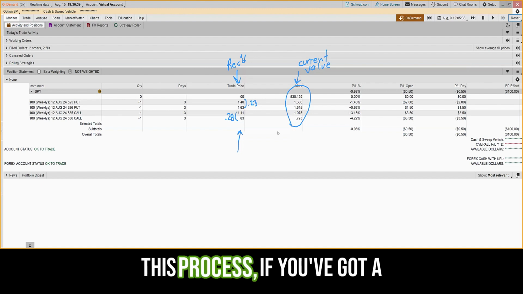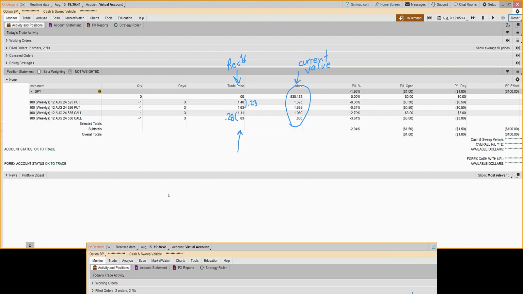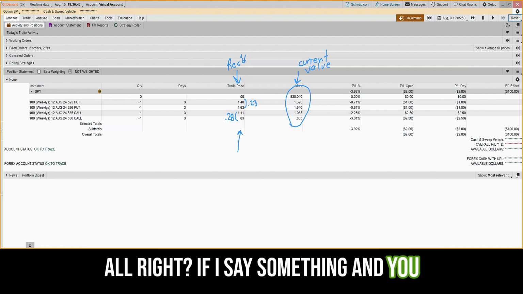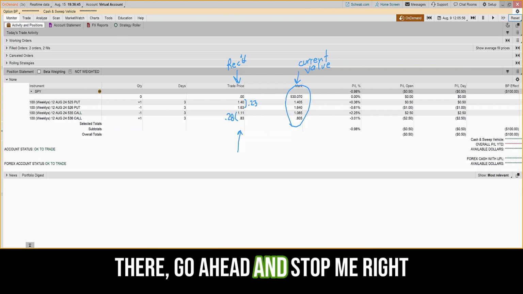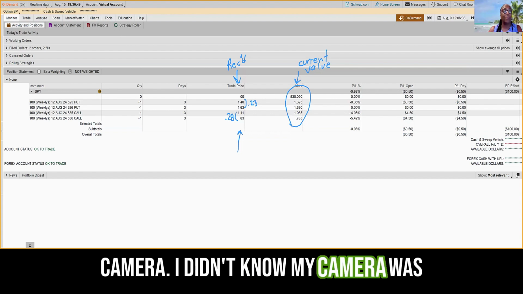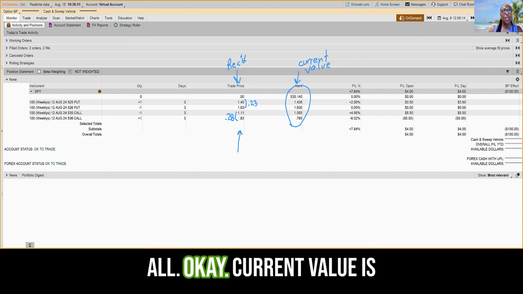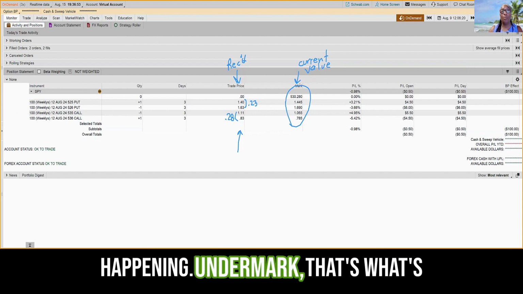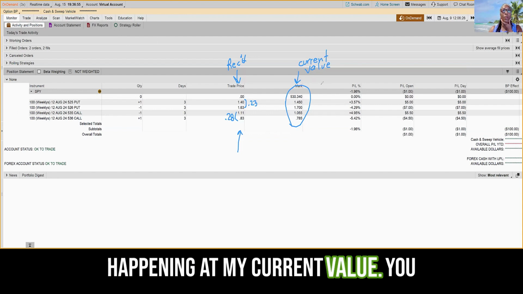At any point in this process, if you got a question, please stop me. All right, if I say something and you want to ask a question right there, go ahead and stop me right there. So I'm going to turn on my camera. I didn't know my camera was off. Okay. Current value is happening under mark. That's what's happening at mark, current value.